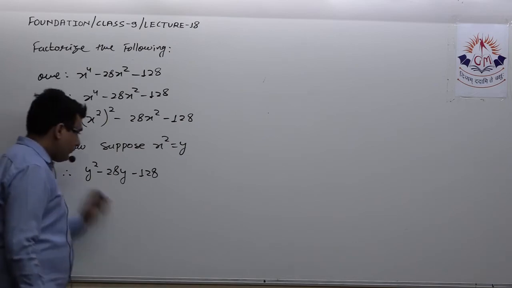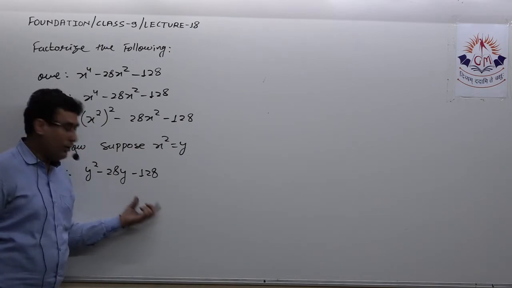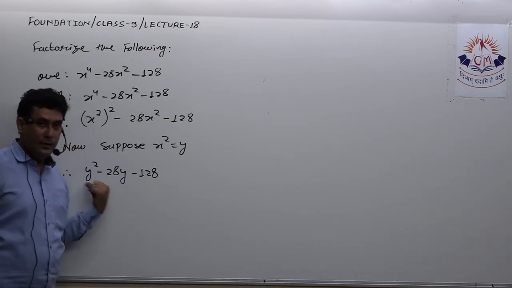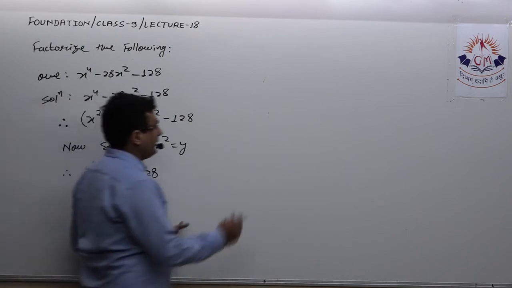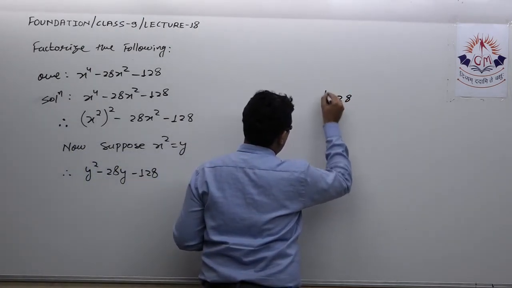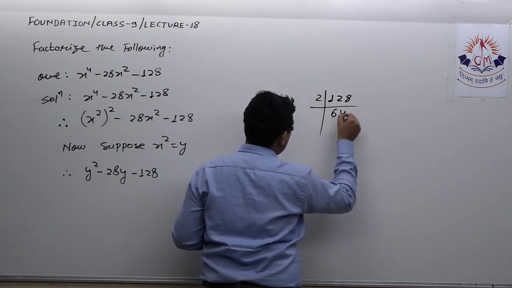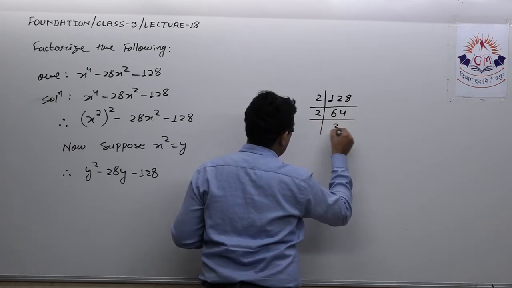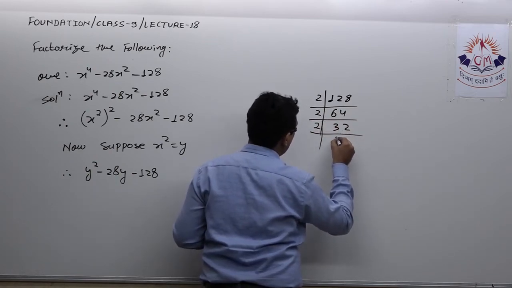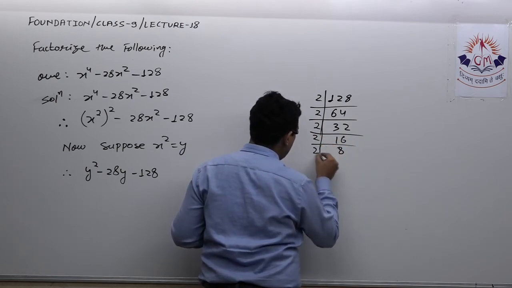Okay, so we have only one method. As this is a quadratic expression, we'll find the factors of a multiplied by c. A is 1, so we'll find the factors of 128 only. And factors of 128 you can find in this way. I think it will be 7 times 2. Okay, still let me confirm.